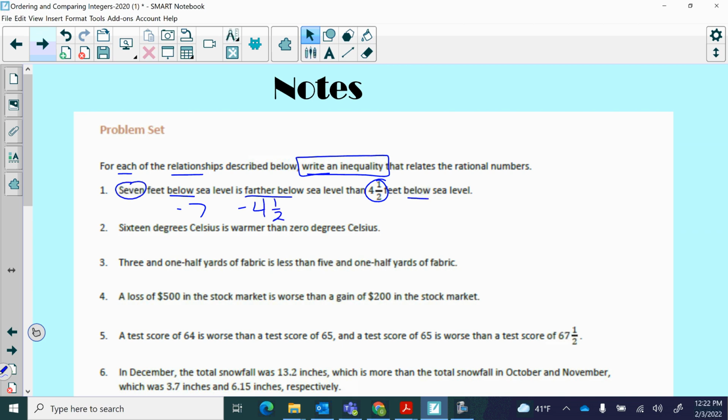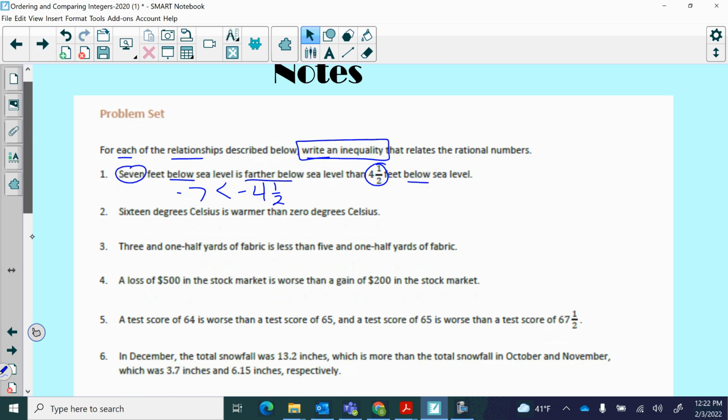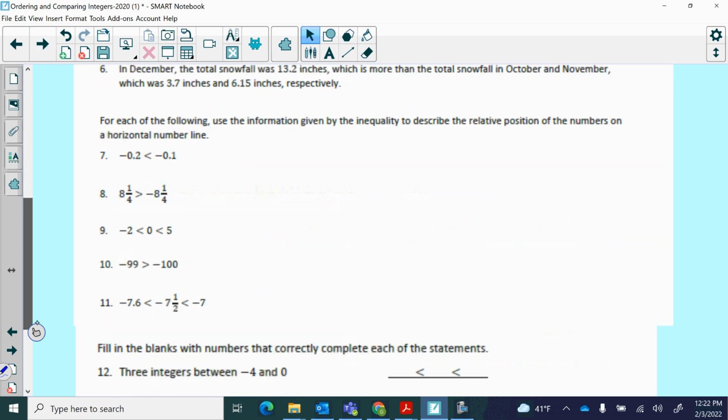Now what inequality symbol would go between them? Less than or greater than? Is -7 further left? Less than, because -7 is smaller than -4.5. Which on the negative sides is where you guys are going to have to wrap your brains around that. Okay, so that's what you're doing for the first 6.